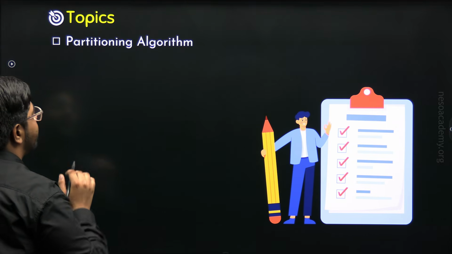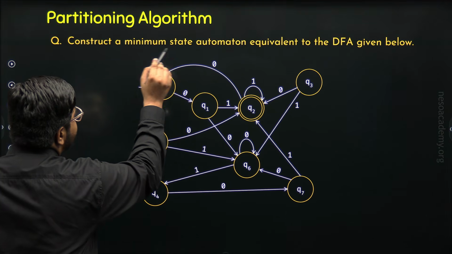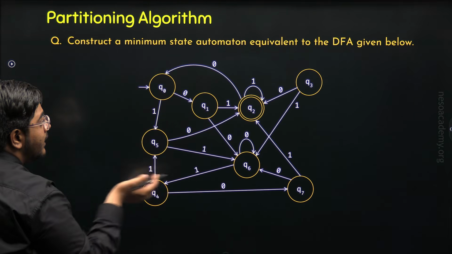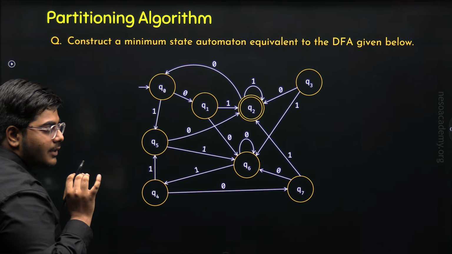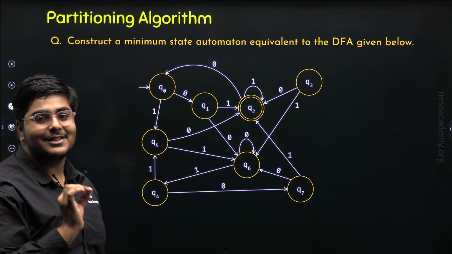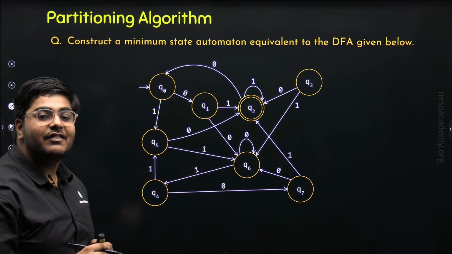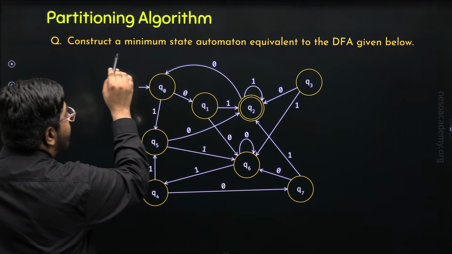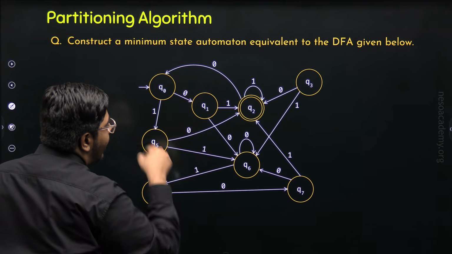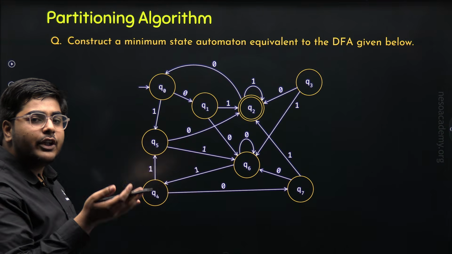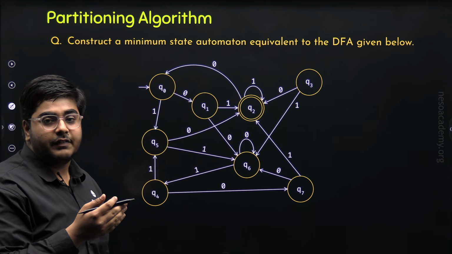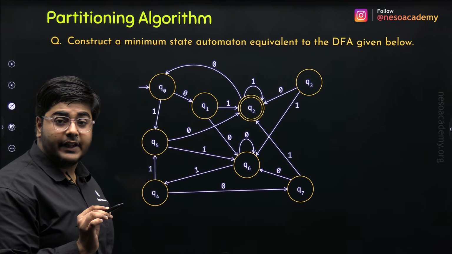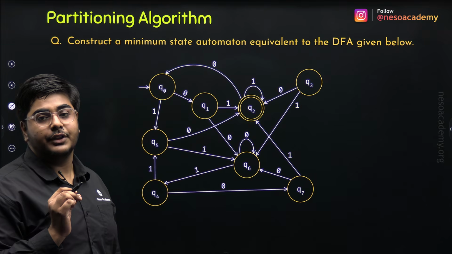Let's read our problem statement. Construct a minimum state automaton equivalent to the given DFA. That means this is the DFA given to us. I hope this diagram is not frightening you. So this is the DFA given to us, and as per the question, we need to construct a minimum state automaton equivalent to this DFA. Minimum state automaton means minimized DFA. So we have to create the minimized DFA of this DFA by applying the partitioning algorithm.